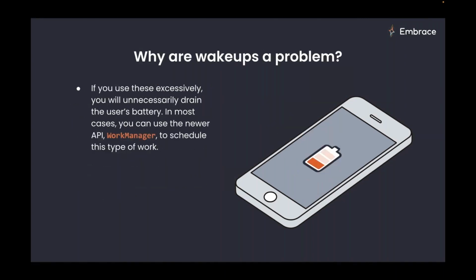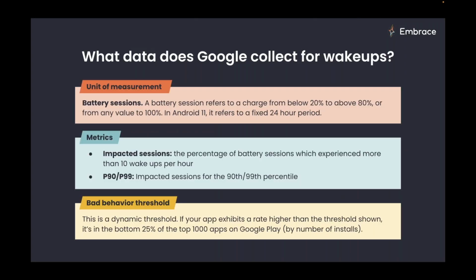So why are excessive wake-ups actually a problem? We kind of went over this before, but basically, if you set a large number of alarms, you're going to end up draining the user's battery because the device can't go into power saving mode. And in most of these cases, you don't actually care too much about getting an exact time of an alarm, and you care more about just having the work done at some point. And there are superior APIs such as WorkManager, which allow you to schedule these kinds of jobs.